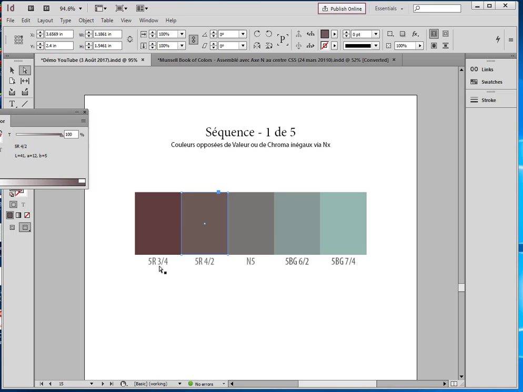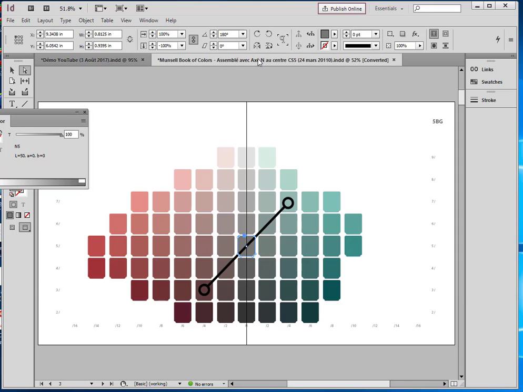We go from 5R3 to 5R4, so one step higher in value. And when we get to number 5, we get one more step in value. And when we go to this color, blue green, there's one more step in value, and there's one more step in value over here, while there's 2 steps in chroma less, and 2 steps in chroma more. You see that? That's the beauty of the system.